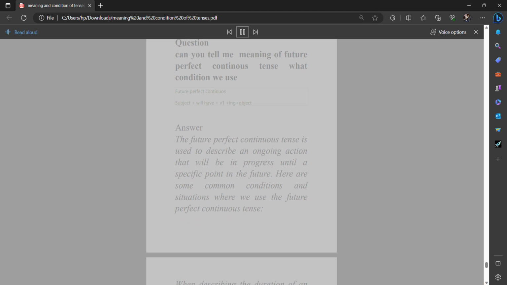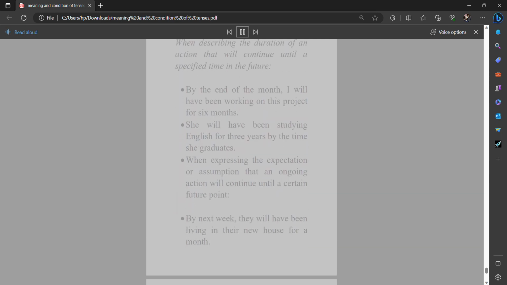Question: can you tell me meaning of future perfect continuous tense? What condition we use? Future perfect continuous, subject plus will have plus V1 plus ing plus object. Answer: the future perfect continuous tense is used to describe an ongoing action that will be in progress until a specific point in the future. Here are some common conditions and situations where we use the future perfect continuous tense. When describing the duration of an action that will continue until a specified time in the future.